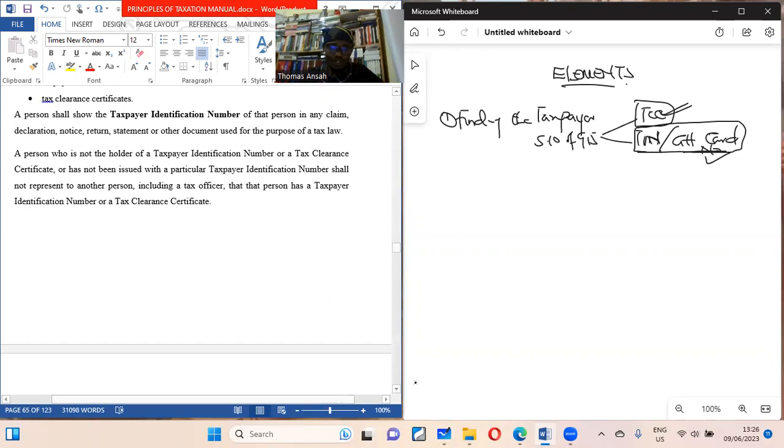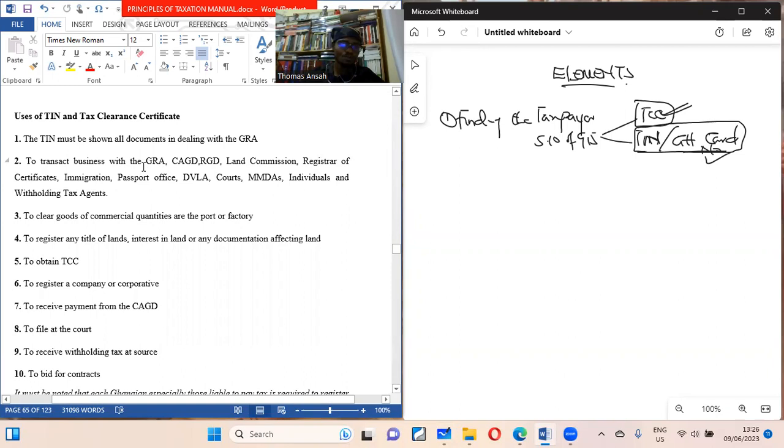So the driver's license is not the only thing, but I think it's a major one because there are these ones provided by the law. You see, they are all in the law. It says that the TIN must be shown in all documents in dealing with GRA. To transact with whom? Ghana Revenue Authority, Controller and Accountant General Department, Registrar General Department, which we now call the Registrar of Companies, the Land Commission. So if I have land, if I want to tap into how I own it, then it means that I need to go and register it at the Lands Commission alongside my tax clearance certificate. So this means that I need to file my taxes. It's a deterrent typology. All right. Registrar of Certificate, Immigration Passport, DVLA, Courts, MMDAs, Individuals and Withholding Tax Agent.